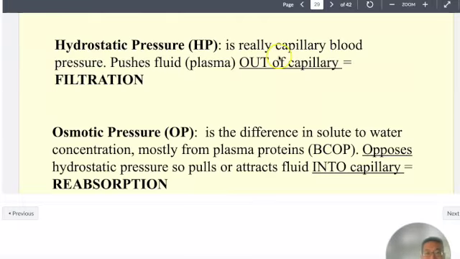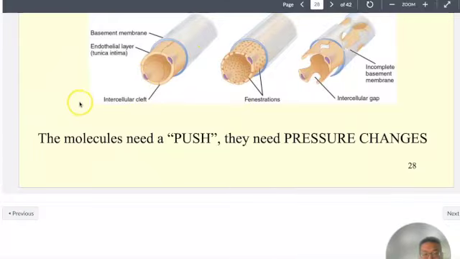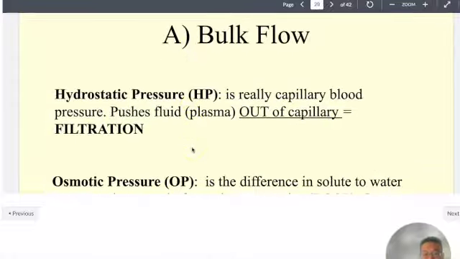Hydrostatic pressure is really capillary blood pressure pushing the fluid plasma out of the capillary. Hydro stands for water, so hydro is water, pressure. Imagine a hose with holes. You turn on the water, and the stuff is going to spray right through. You can imagine that as hydrostatic pressure. So capillary blood pressure pushes the fluid plasma out of the capillary.